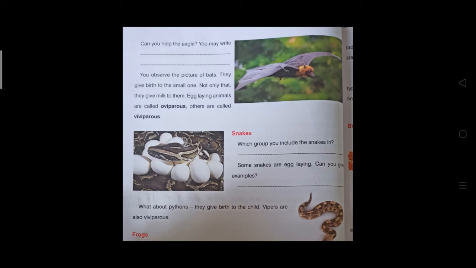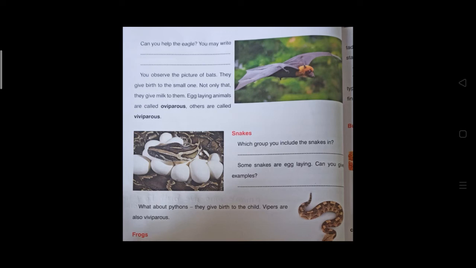And the next point here is oviparous and viviparous animals. What do you mean by oviparous? Oviparous, the first letter is O. We can compare it with an egg. So oviparous, the egg laying animals. Remember like that. Oviparous, egg laying animals. And viviparous, the animals which will give birth to young ones.